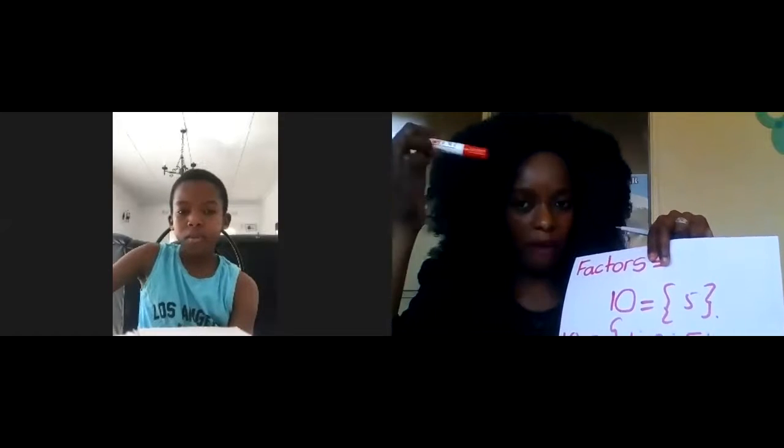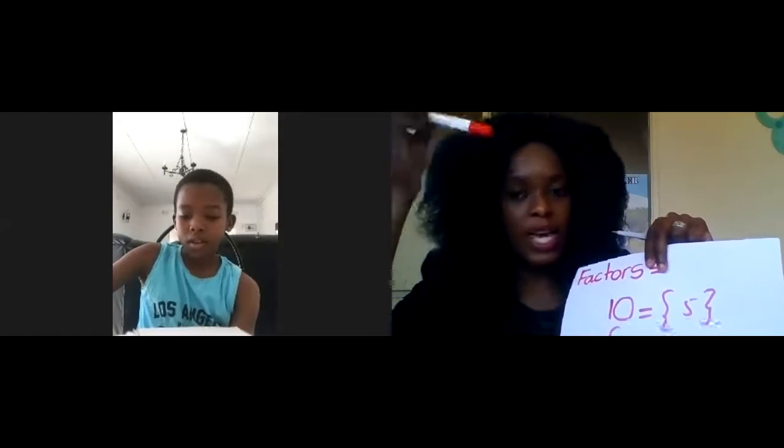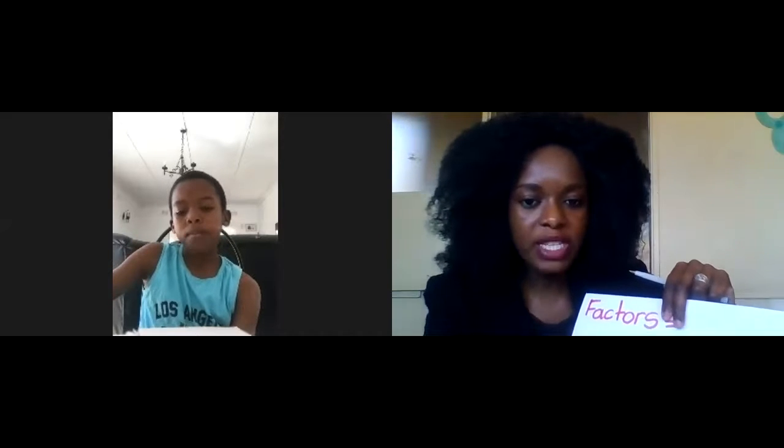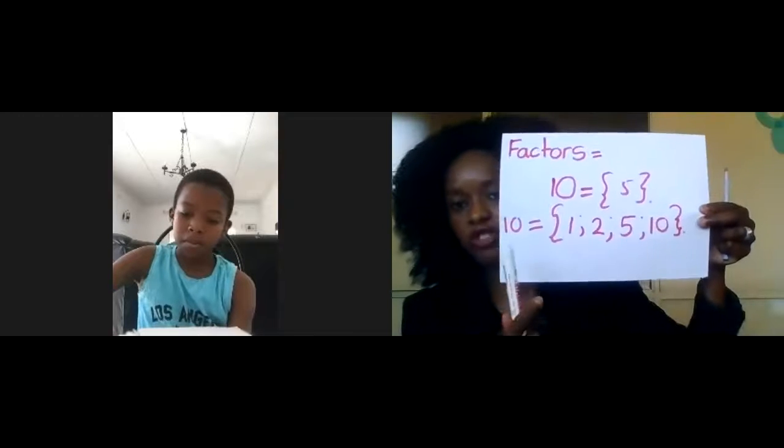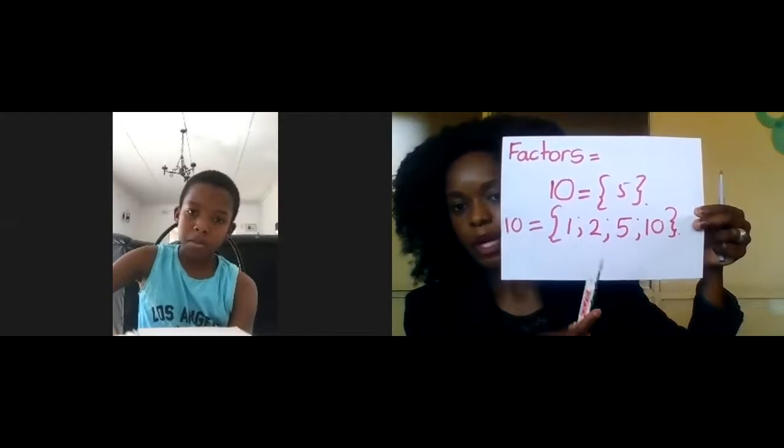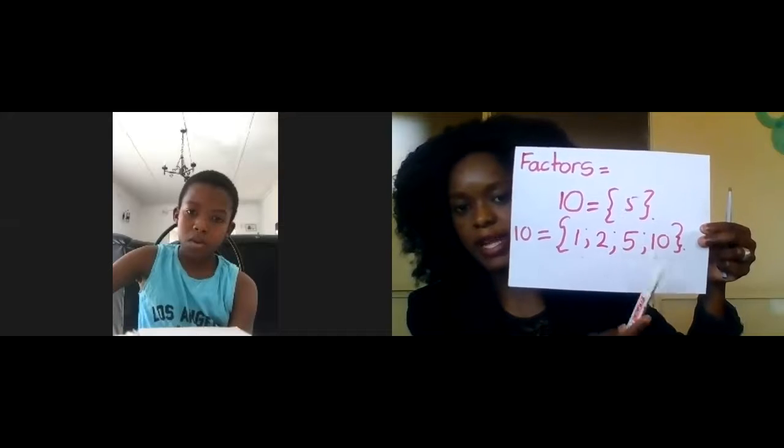So 10 is also a factor of itself because you can divide 10 into 10 and it doesn't leave a remainder. Because we go back to our definition of a factor, which says that a factor is a number that can divide into that number and it doesn't leave a remainder. Okay, so our last number is a 10. When you are done, you close your bracket, okay? So the factors of 10 are 1, 2, 5, and 10.